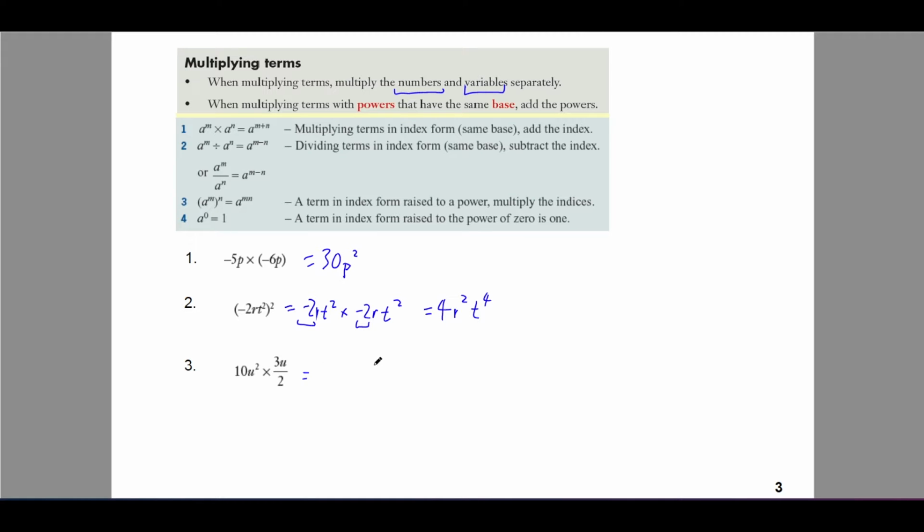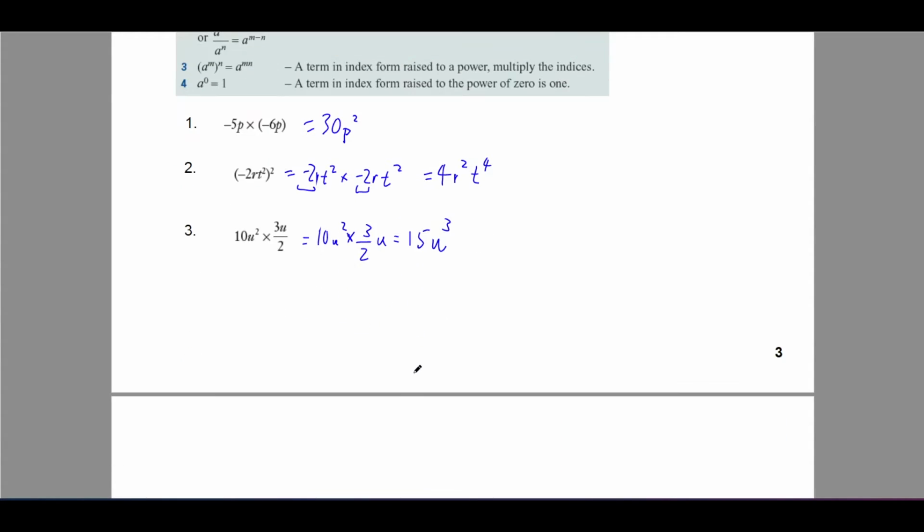10u squared times 3u on 2. Now, what you can do is this. You can write this as 10u squared multiplied by, now 3u on 2 is the same as 3 on 2 u. Okay, so you can actually pull the u into the side. So you write it like this. Now what you can do is just multiply the numbers first. What's 10 times 3 on 2? So that should give you 15. And what's u squared times u? That's u cubed, right? So that's your answer. So, I mean, that's how you do these questions. So hopefully there's no dramas here.